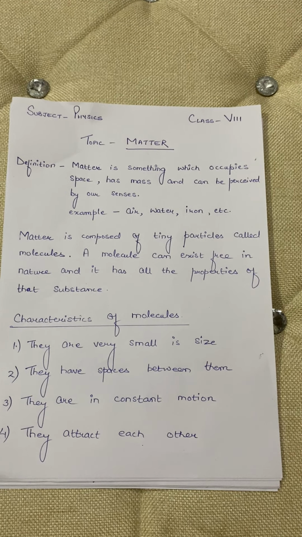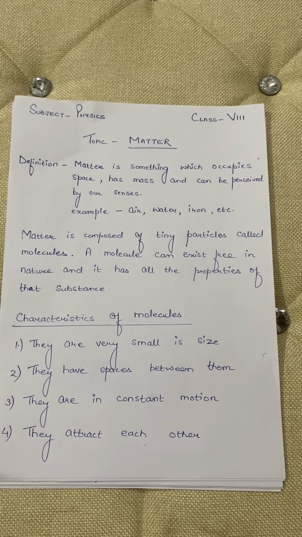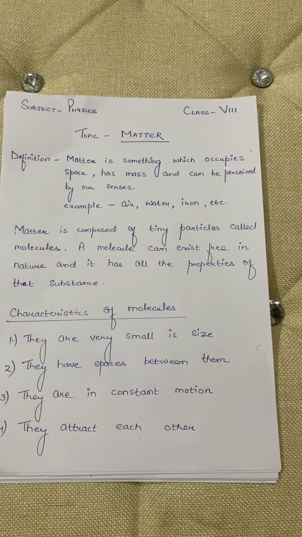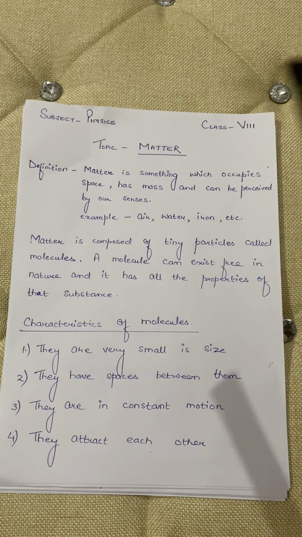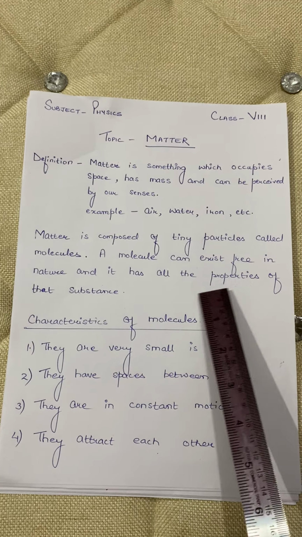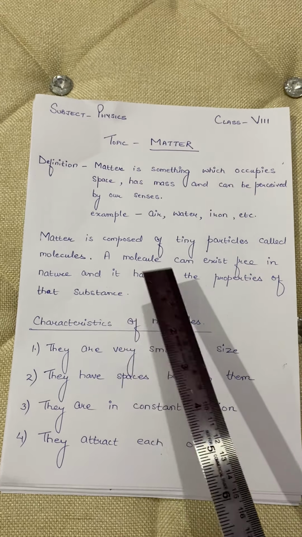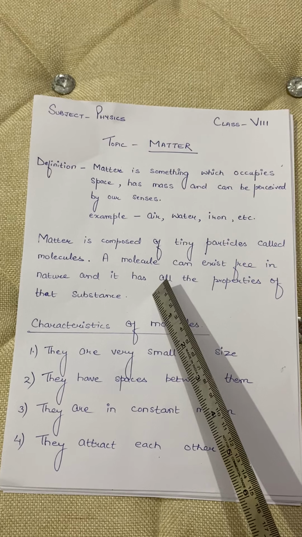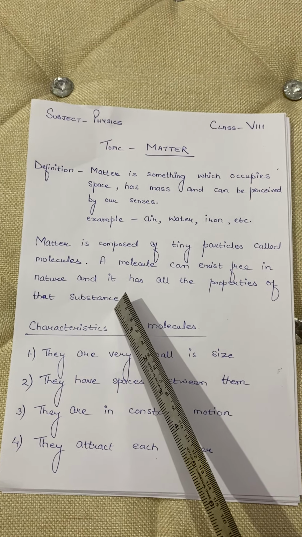Now, matter is composed of tiny particles which are called molecules. A molecule can exist free in nature and it has all the properties of that substance. Means a molecule represents that particular substance of which that molecule is a part. So a molecule of a substance will be exhibiting all the properties of that substance.